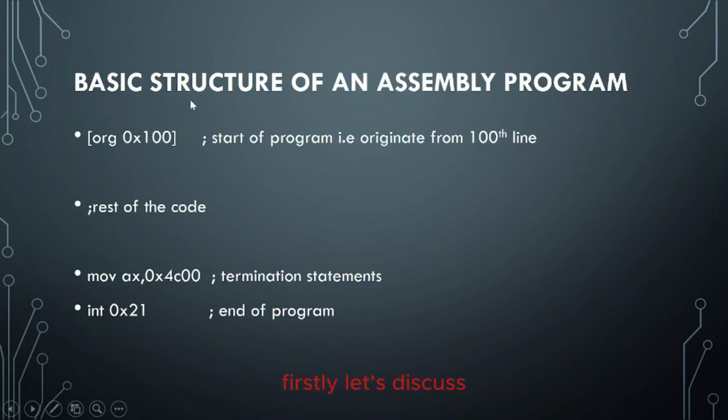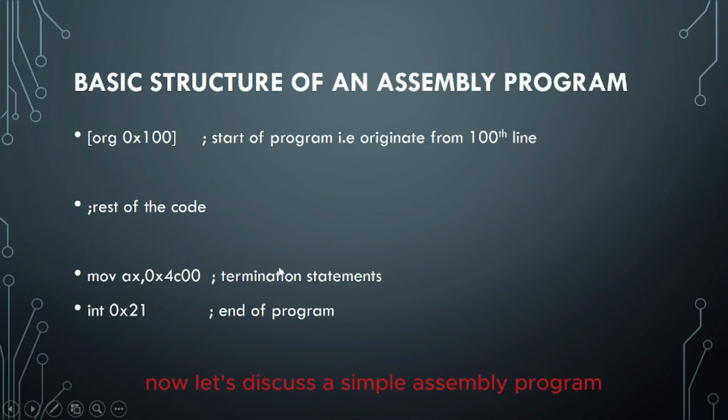Firstly, let's discuss the basic structure of an assembly program. In an assembly program, the program is started from the statement org 0x100. It means originate from the 100 line and it indicates the start of the program. After that, we have the rest of the code. And to terminate the program, we have to use the two instructions mov AX, 0x4C00 and int 0x21. Int 0x21 is an interrupt to end the program and these lines show the end of the program.